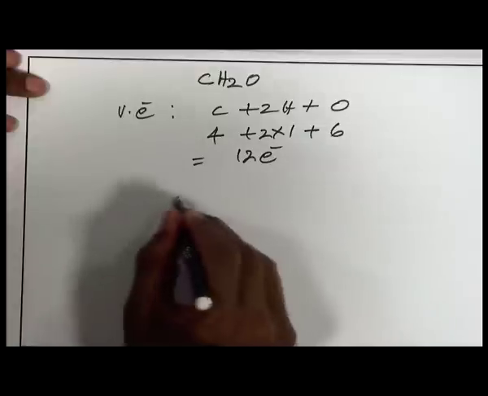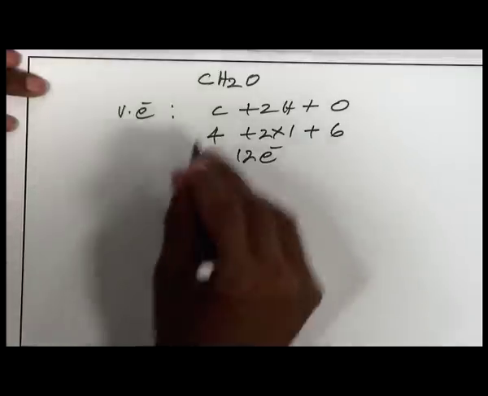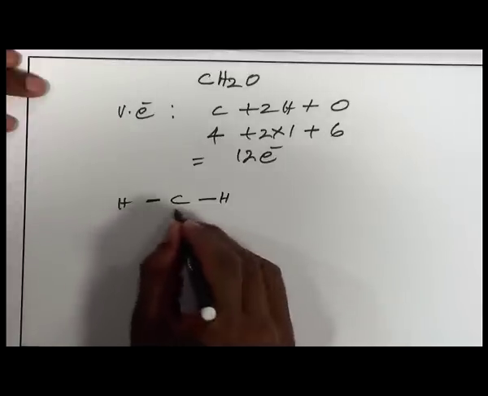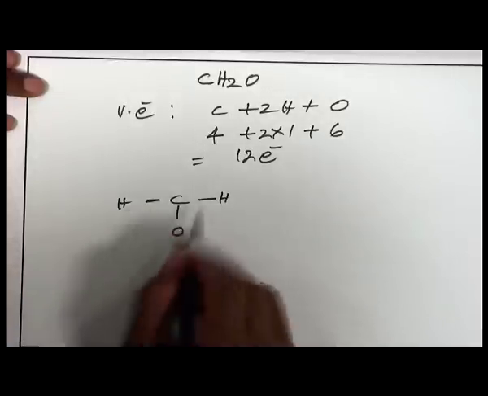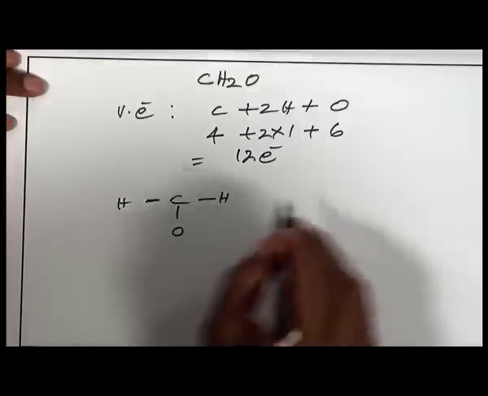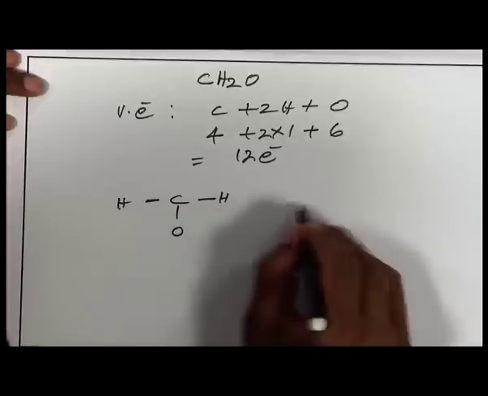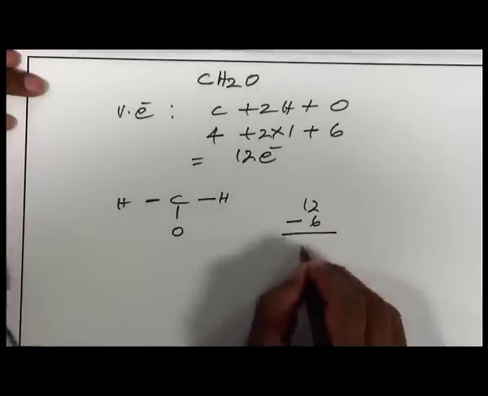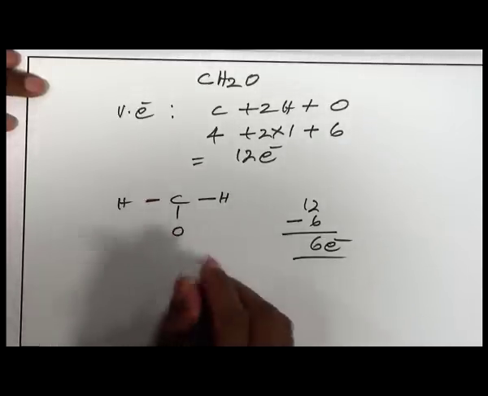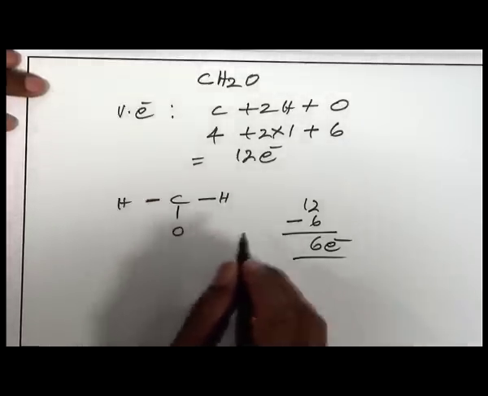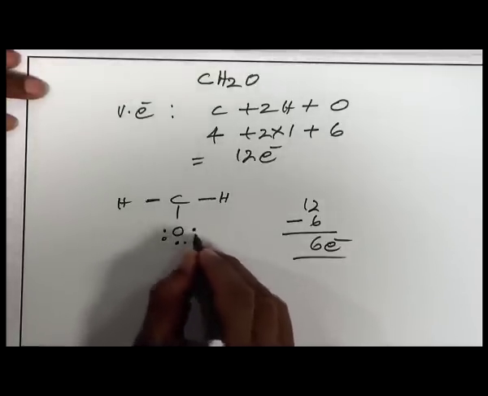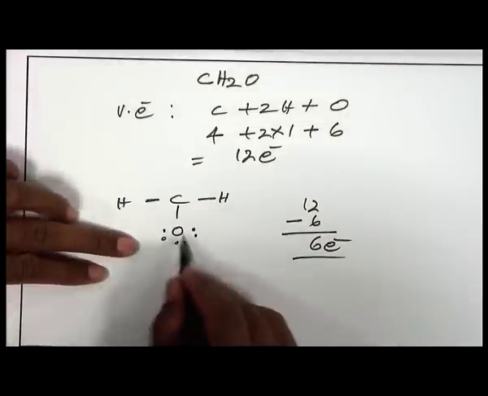The central atom is the carbon, and arrange the remaining atoms like this. Now 3 single bonds are formed. 3 single bonds means 3 into 2, 6. So 12 minus 6 equals 6 electrons. Those 6 electrons should be distributed around the atoms in such a way that each atom contains 8 electrons.